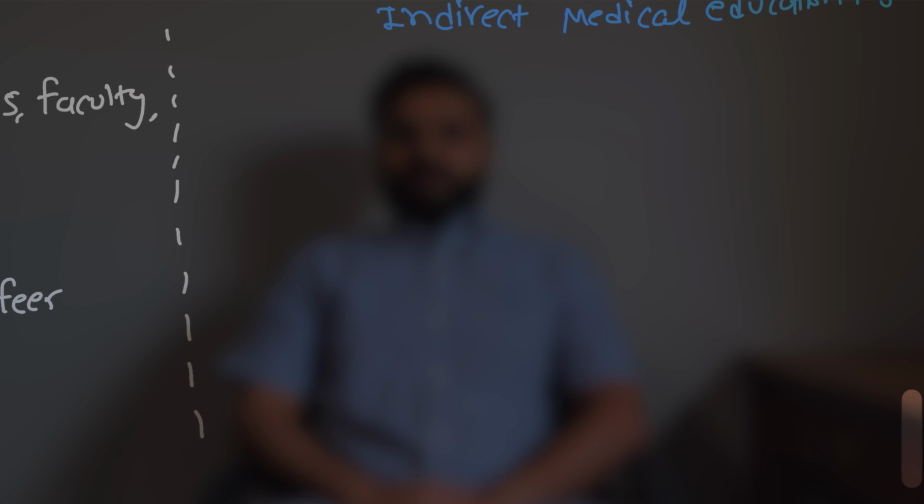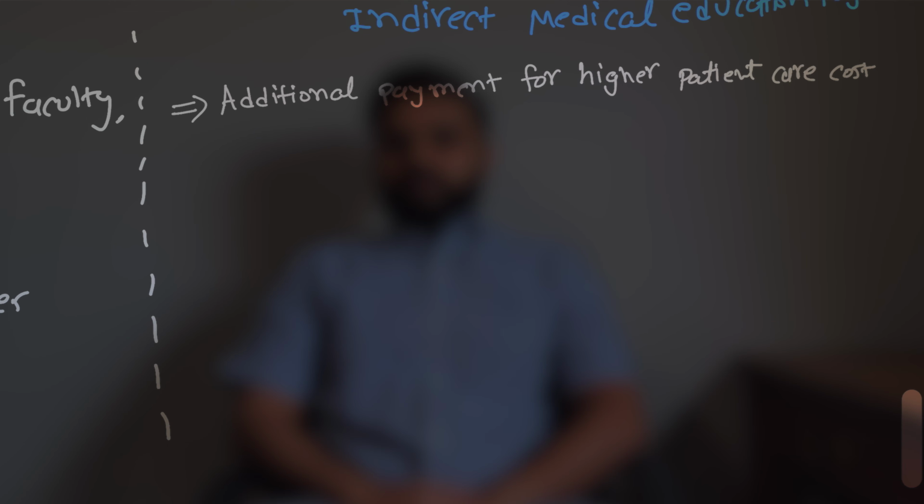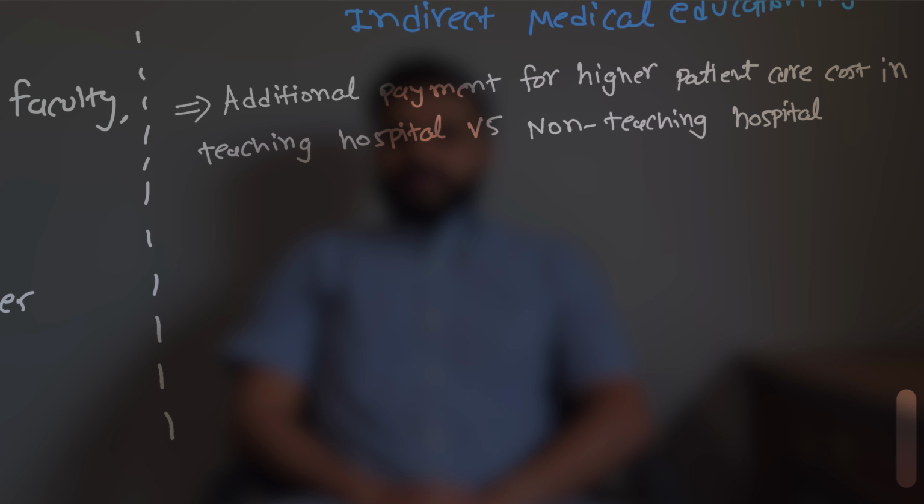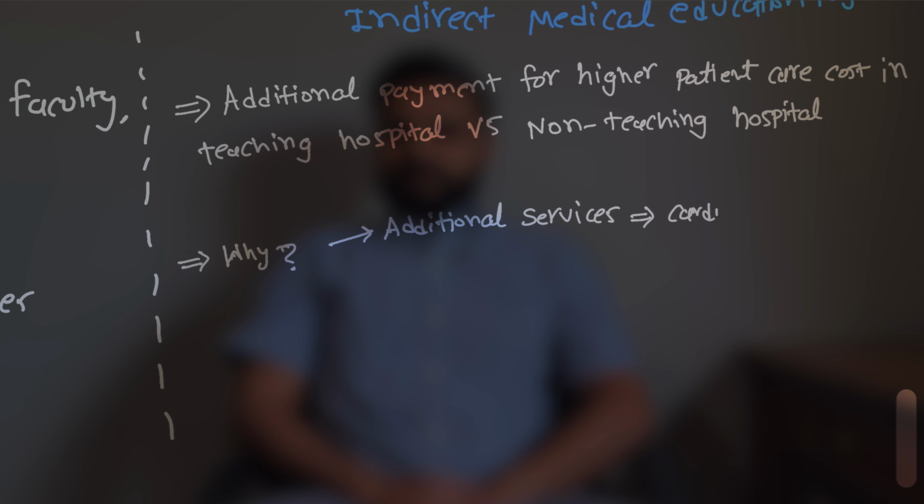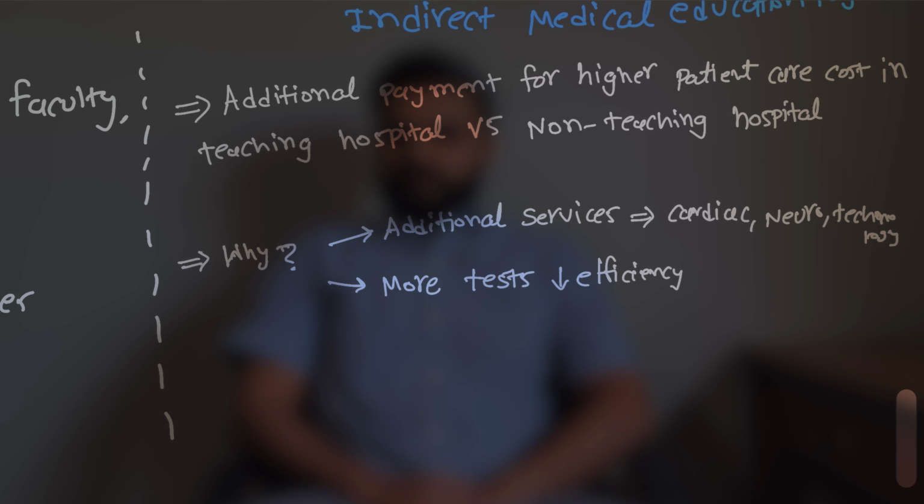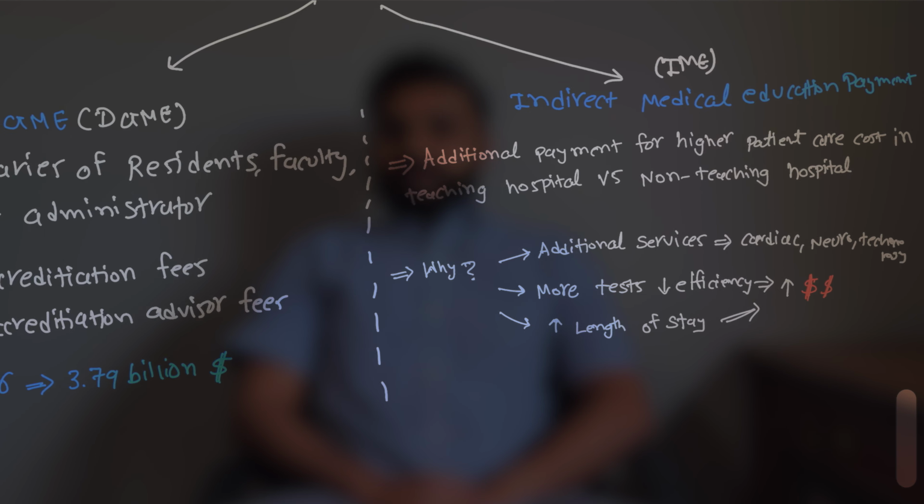IME, Indirect Medical Education, is an additional payment to the teaching hospital to reflect the higher patient care cost of teaching hospitals compared to non-teaching hospitals. Now you would ask, why is that the case? For example, in teaching hospitals, there might be more lab work ordered by residents compared to the attending. Basically, additional patient care cost related to teaching activities. Also, when you have a residency program, you have to provide more services like cardiac, neuro services, and additional technology as well. When you are training residents, there will be more tests ordered causing less efficiency. It will also increase the length of stay as well.